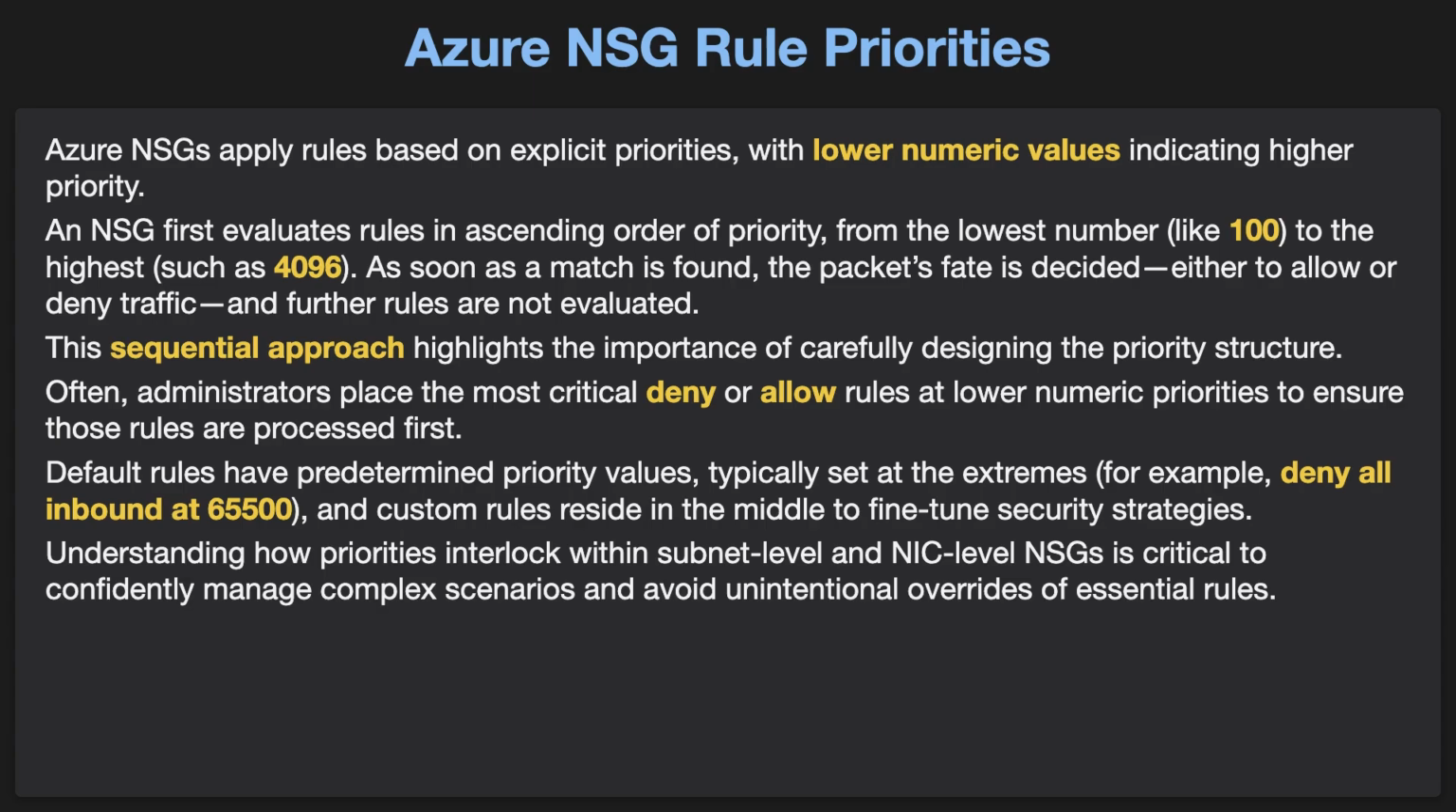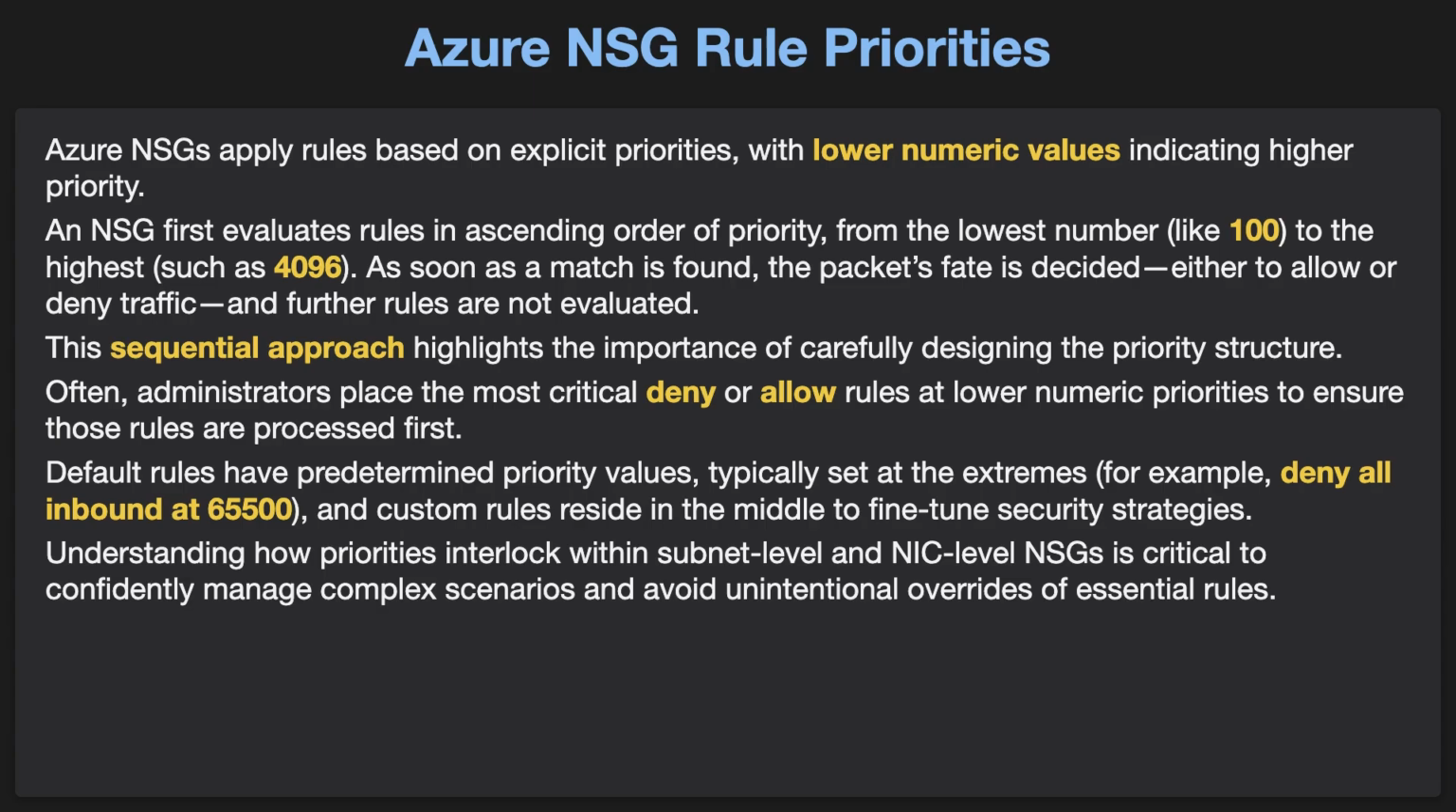Often, administrators place the most critical deny or allow rules at lower numeric priorities to ensure those rules are processed first. Default rules have predetermined priority values, typically set at the extremes, e.g., deny all inbound at 65500, and custom rules reside in the middle to fine-tune security strategies. Understanding how priorities interlock within subnet-level and NIC-level NSGs is critical to confidently manage complex scenarios and avoid unintentional overrides of essential rules.